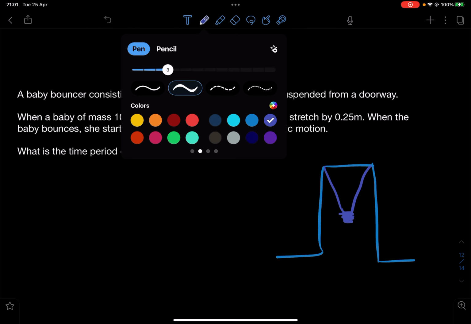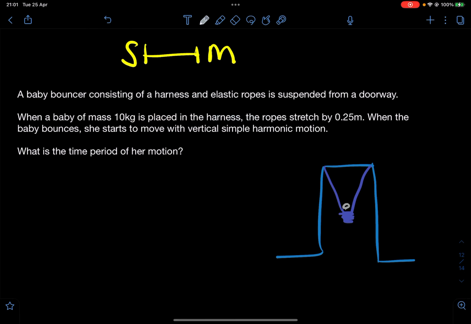and we have a baby in there, and the baby is vibrating or oscillating up and down, bouncing up and down around some equilibrium position. Now, we know the mass of the baby, and we know that there's an initial stretch from the equilibrium position. So there's probably an equilibrium position, and when the baby was put in, there was a slight stretch.